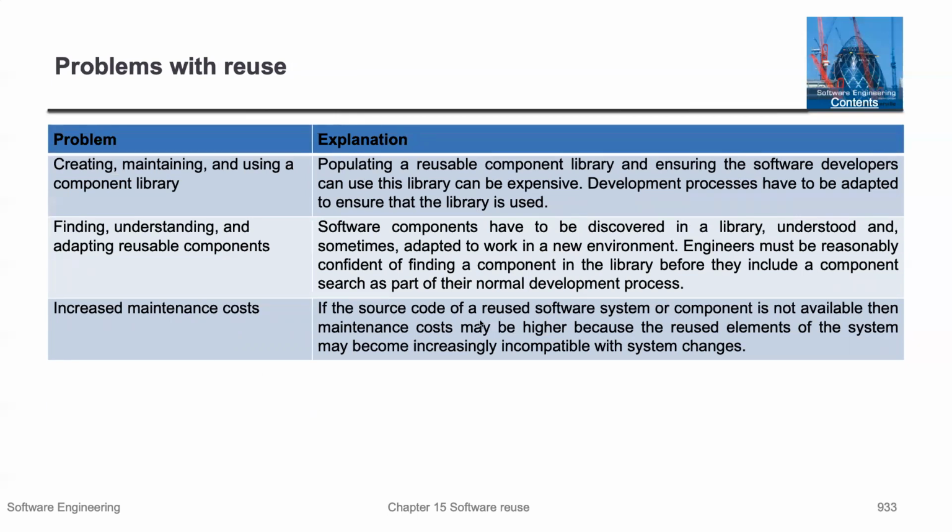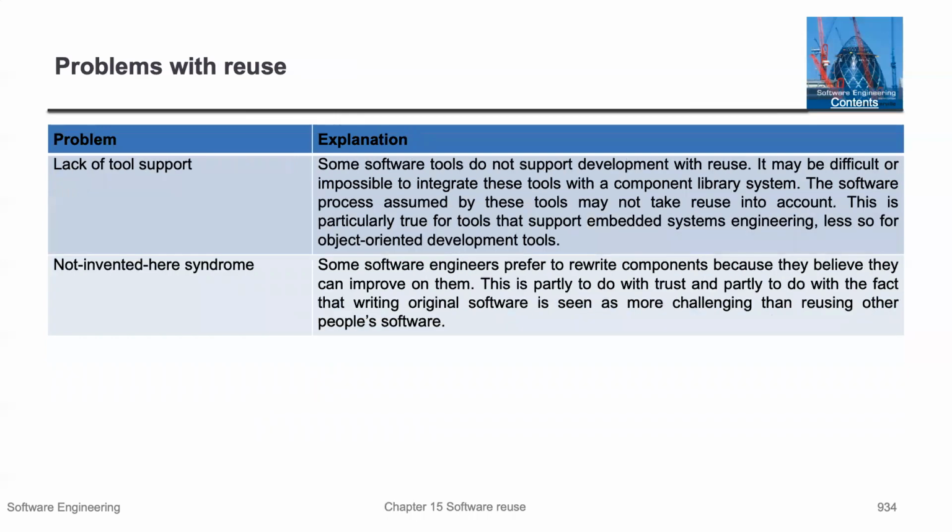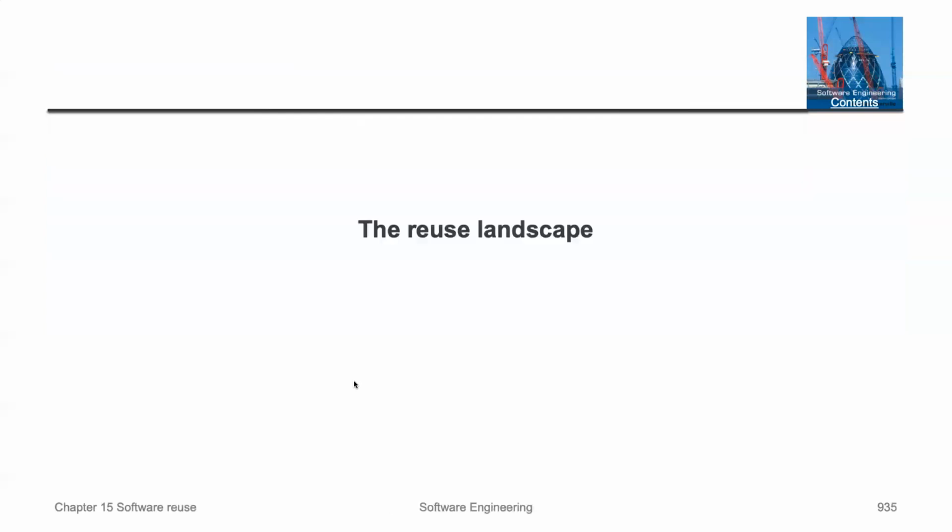You're likely not going to have the source code available. And so if something goes wrong, you may be more dependent. You have to be intimately tied with an external vendor. There can be a lack of tool support. Software tools do not support development with reuse. That may be something you'll run into. And there could be this idea that, well, we didn't build it. And so there may be some pushback from the developers that you have in a particular company.